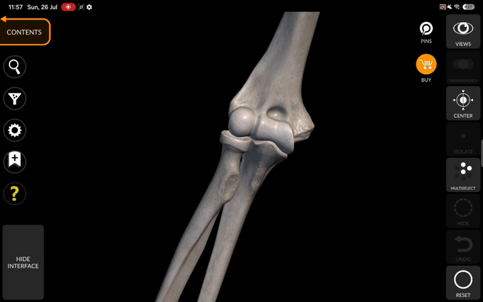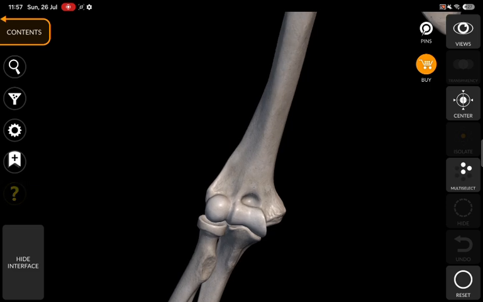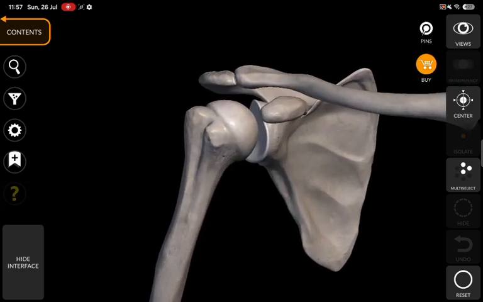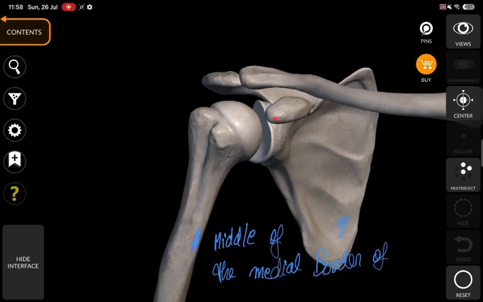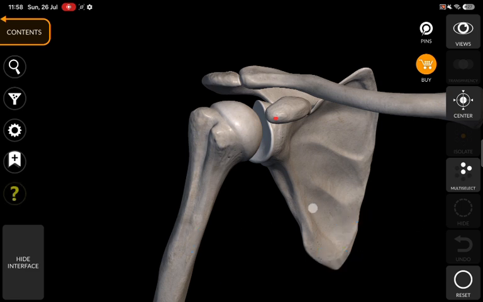So this is our biceps. Now we'll talk about our coracobrachialis muscle. As the name suggests, coracobrachialis means it originates from the coracoid process, a little medial to the short head of the biceps, right? And then it inserts on the middle of the medial border of the shaft of the humerus. Alright, so this is our coracobrachialis.